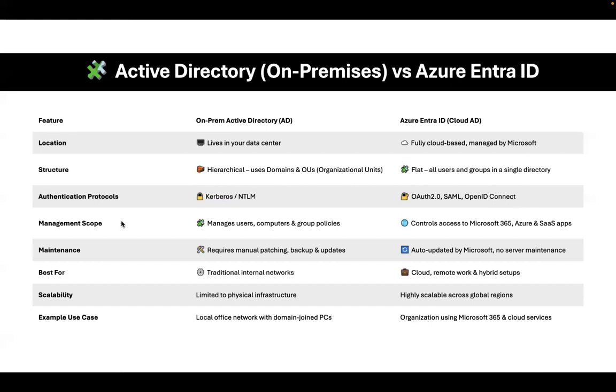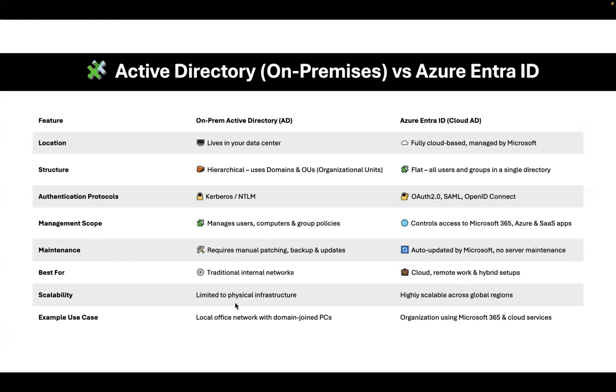So management scope: it manages users, computers, group policies, and controls access to Microsoft 365, Azure, and SaaS apps. Maintenance: when it comes to on-premise, we need to manually patch, take backups, and run updates. Here on cloud, auto updates are done by Microsoft. No server maintenance is involved here. And on-premise is best for traditional internal networks, whereas Azure Entra is best for cloud, remote work, and hybrid setups.